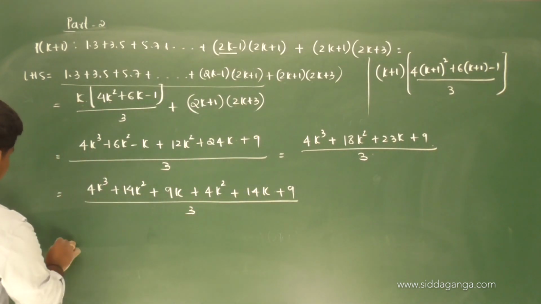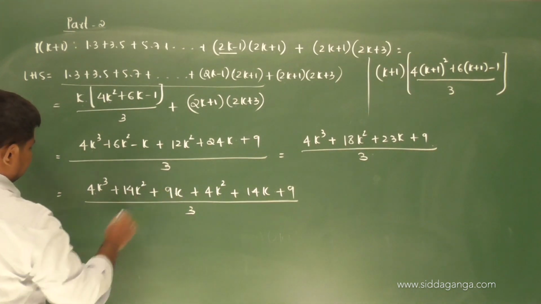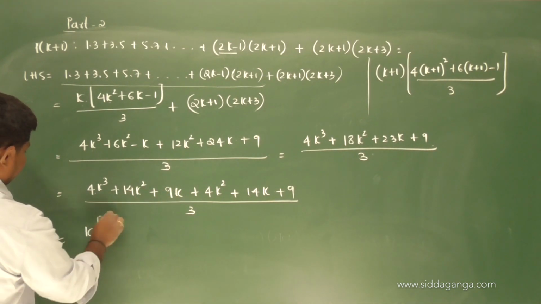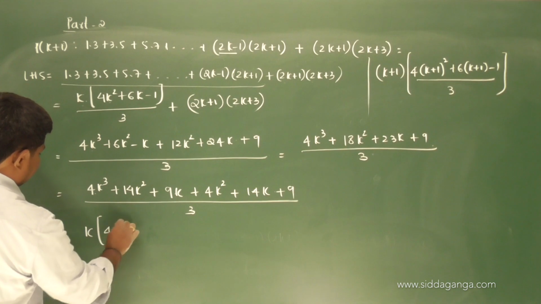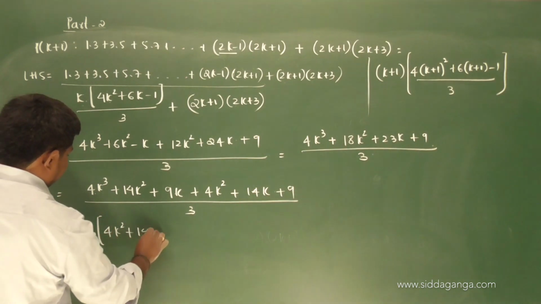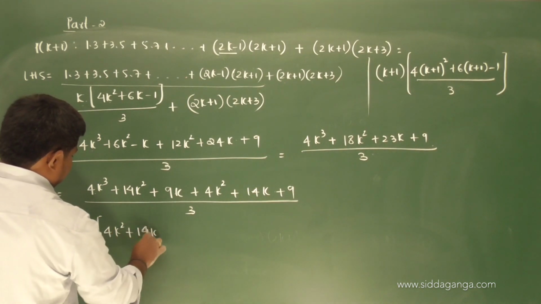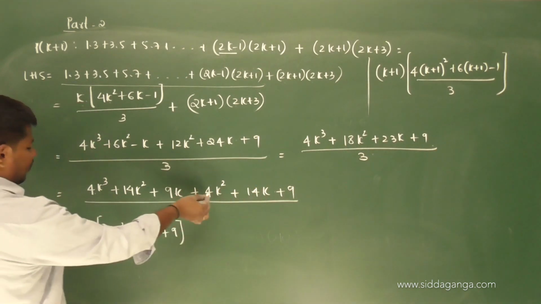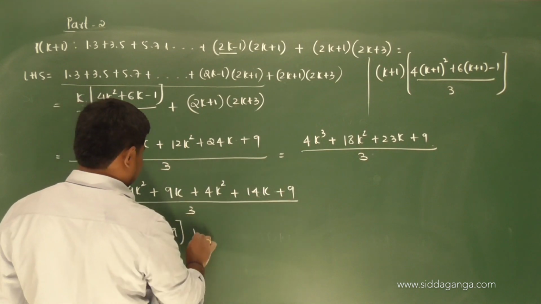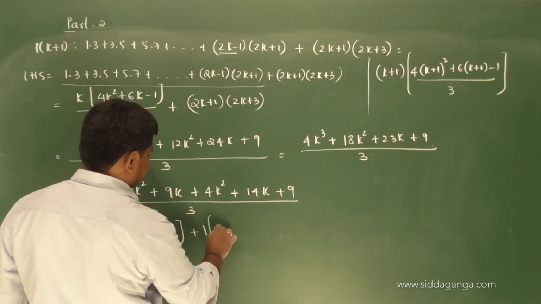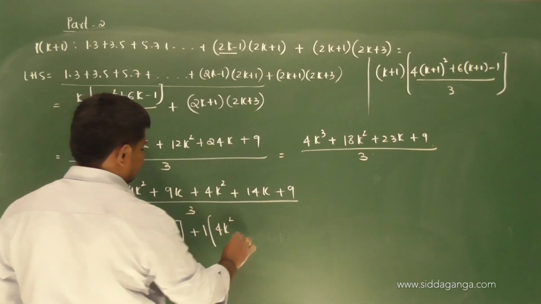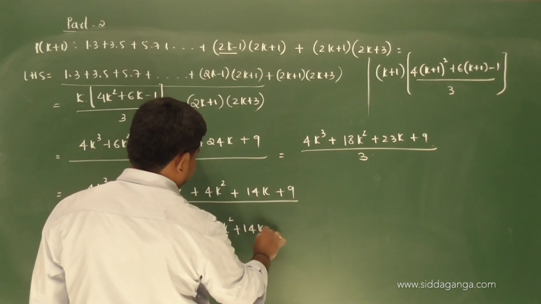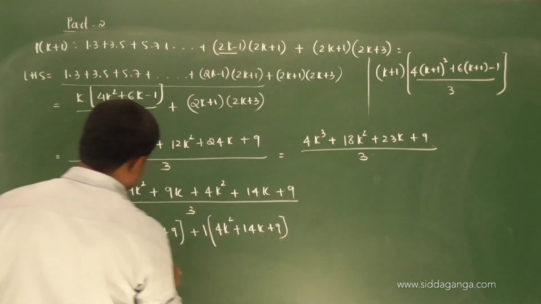So why do I write like this? See, from these three terms, let us take k outside. What do you get? 4k square plus 14k plus 9. So you get the same here. See, here also we have 4k square, 14k plus 9. So let us take 1 outside: 4k square plus 14k plus 9 whole divided by 3.